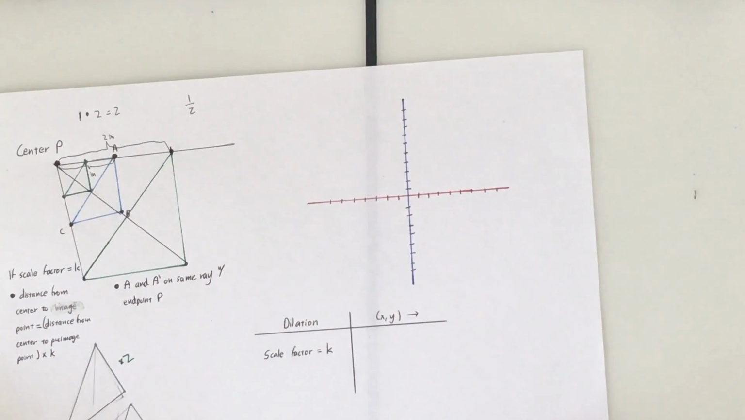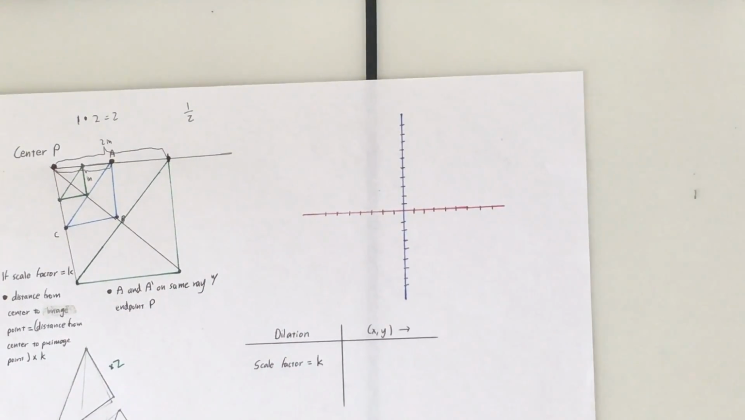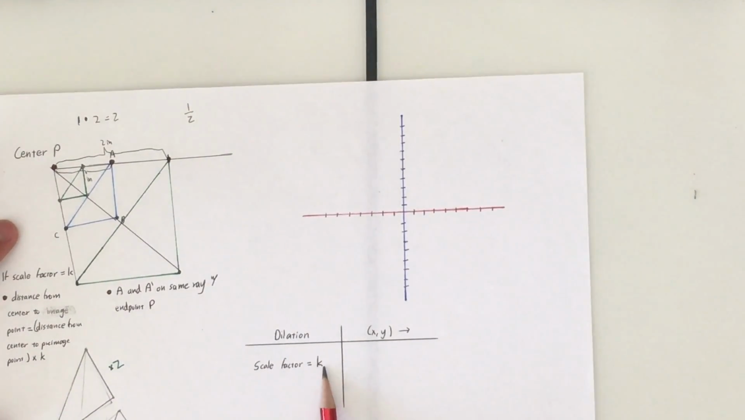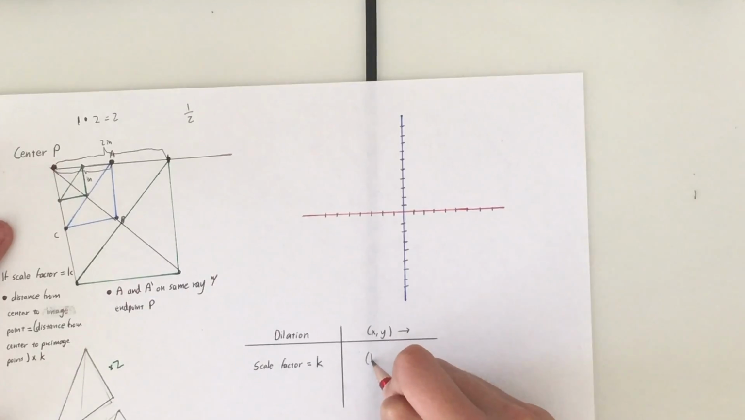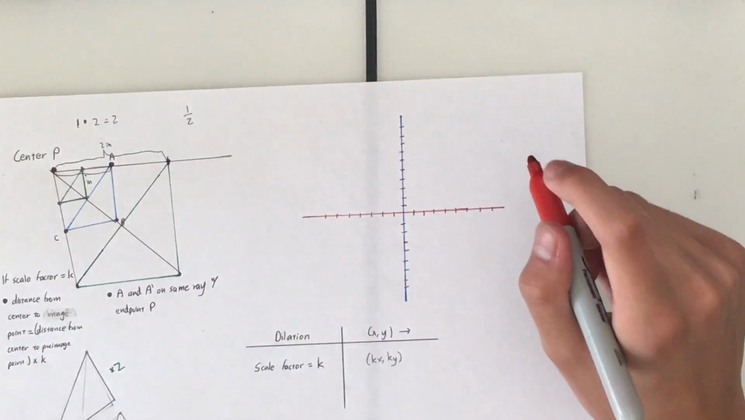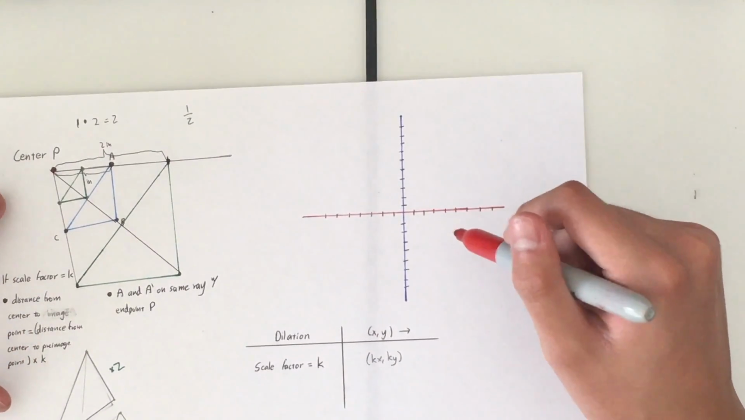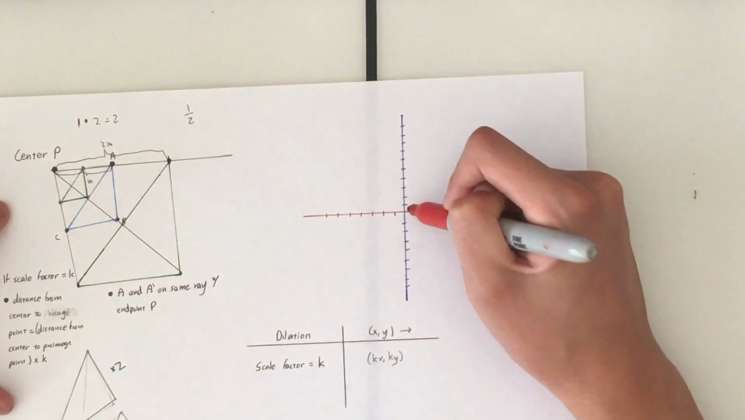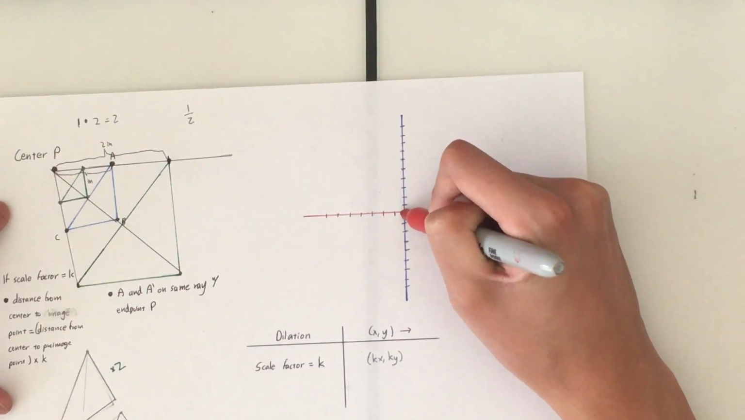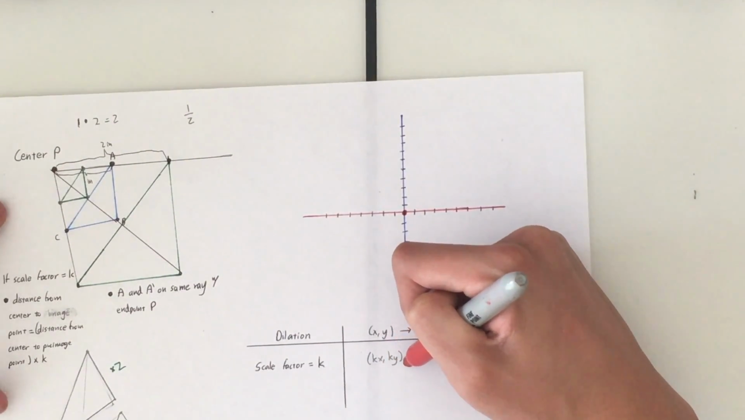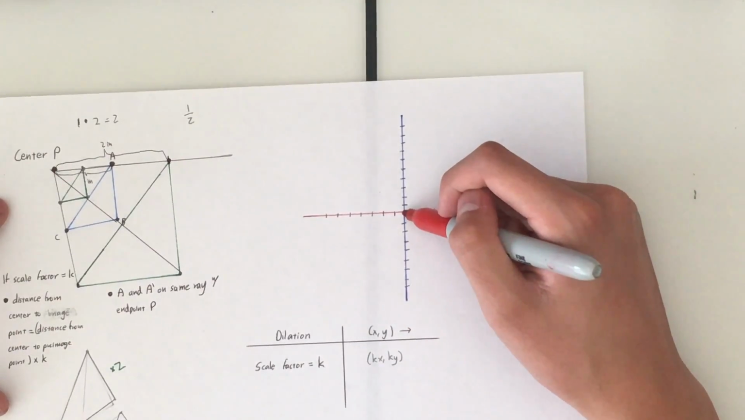So now let's go on to see what would happen if we were doing dilations on a coordinate plane. On a coordinate plane, it's really easy. If you have a scale factor of k and you want to dilate a point (x, y), then you just multiply each of the coordinates by the scale factor. That's it. Generally, when we're talking about dilations on a coordinate plane, we assume that the center is the origin, right here. This only applies if the center is the origin.